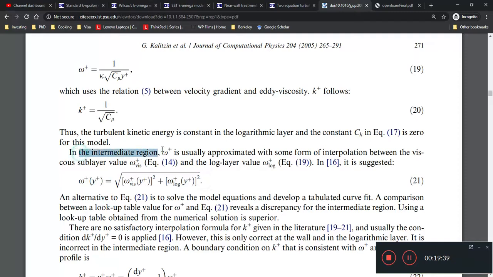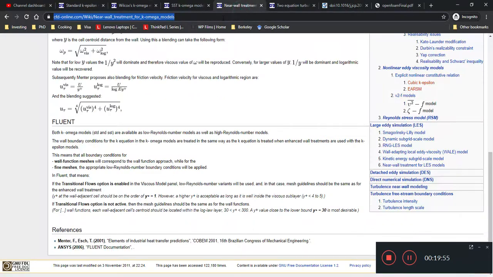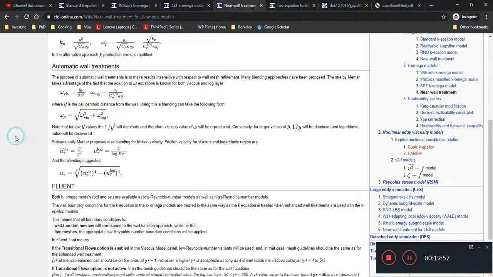In the intermediate region, omega plus is approximated with some form of interpolation between the viscous sublayer value and the log layer value. One of the suggested ways is to use this, and this is what you will see in OpenFOAM code or some CFD code. They have this kind of correlation over here. So this is how we deal with omega between the viscous sublayer and the log-law layer.